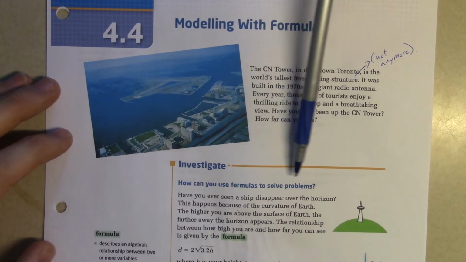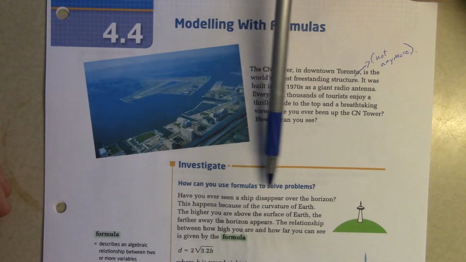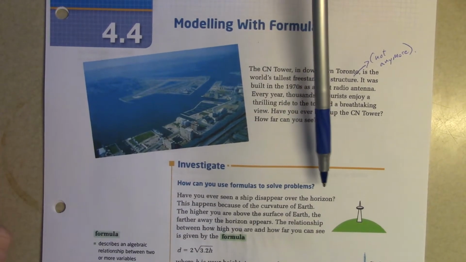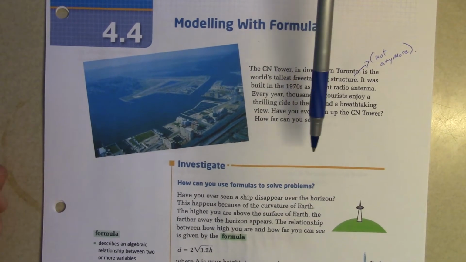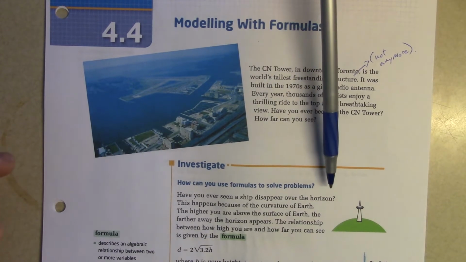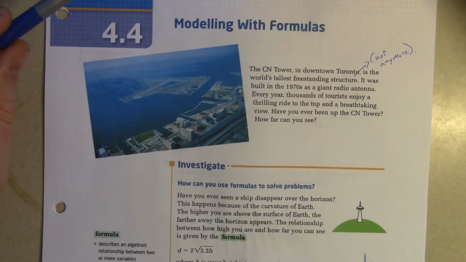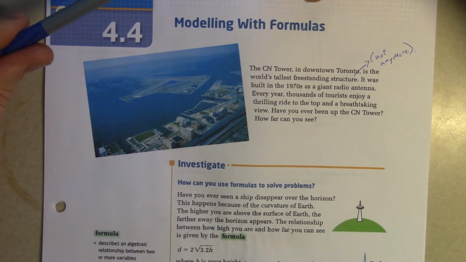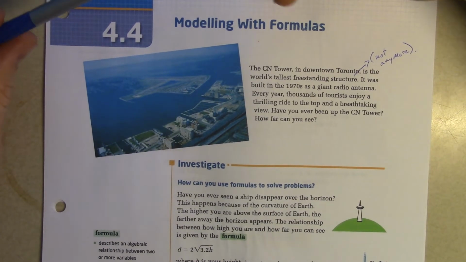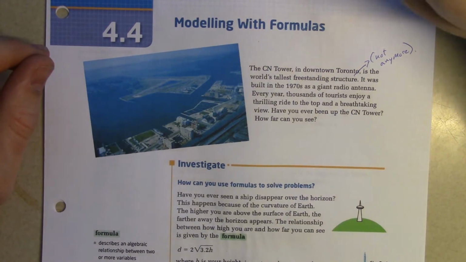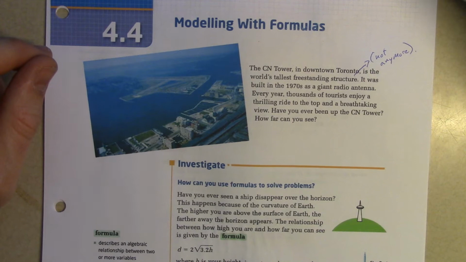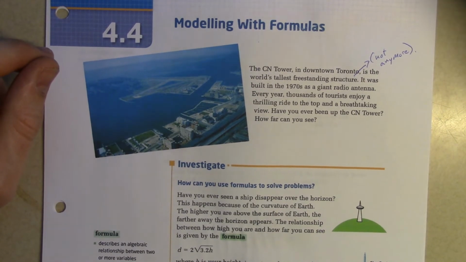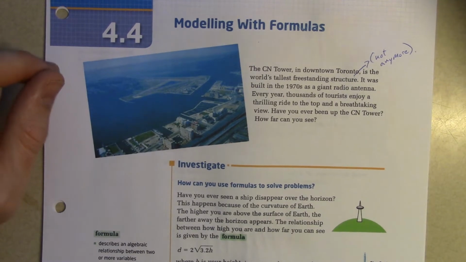How can you use formulas to solve problems? Have you ever seen a ship disappear over the horizon? This happens because of the curvature of the Earth. The higher you are above the surface of the Earth, the further away the horizon appears. The relationship between how high you are and how far you can see is given by the formula d equals 2 times the square root of 3.2 times h, where h is height in meters above the ground and d is the distance in kilometers to the horizon. Use this relationship to answer the following.